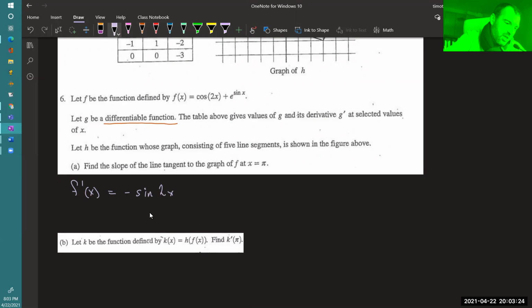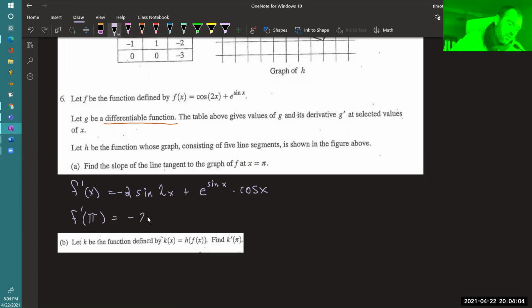Negative sine 2x, and then you also have to do the chain rule, so there's actually going to be a 2 in there. So it's a negative 2 sine 2x. And then you're going to add to it the derivative of e to the sine x, which is e to the sine x times the derivative of the exponent, which would be cosine x. Now, I'm going to evaluate this at pi.